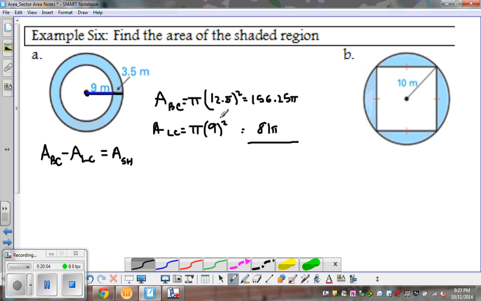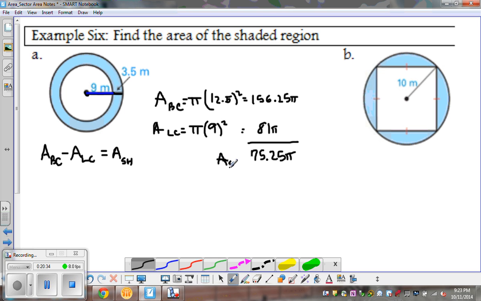And typically that's what you're going to want to do, the area of the bigger figure and subtract off the area of your smaller figure. All right, so again, they're in terms of pi, I didn't multiply out the pi's. You can if you want to, but you don't have to. All right, so if I keep the pi's there, I'm going to take 156.25 and subtract off 81. So that means the area of that shaded region is 75.25 pi. That would be your exact area of your shaded region.